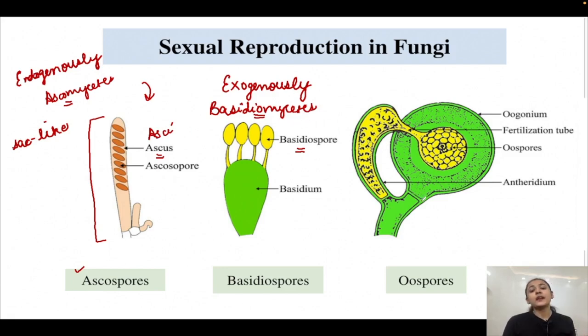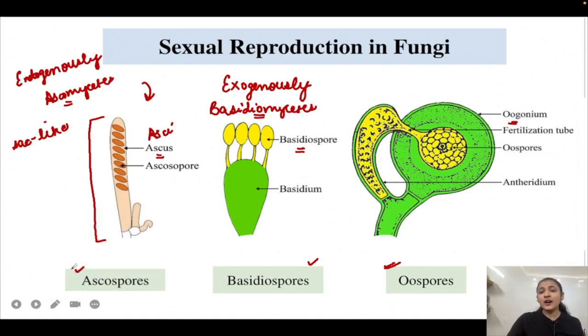Now the third kind of sexual spores are oospores. Oospores are formed in the female reproductive structures known as oogonium. Inside this, oospores are formed after being fertilized by the male gamete. One more thing: oospores are found in the class Oomycetes, and they are also produced endogenously. Oospores are thick-walled spores.